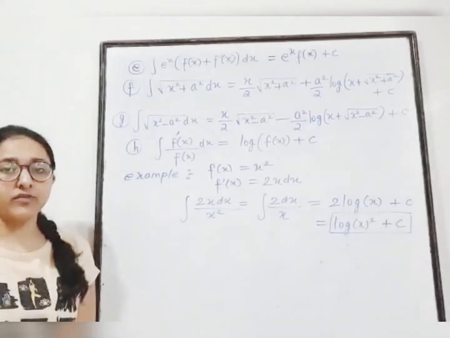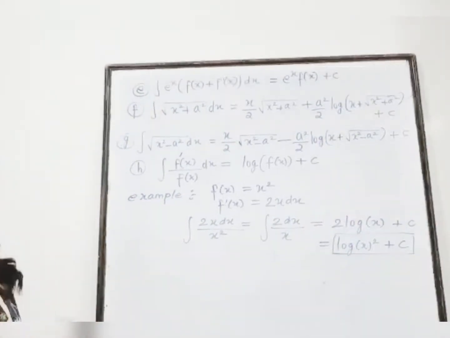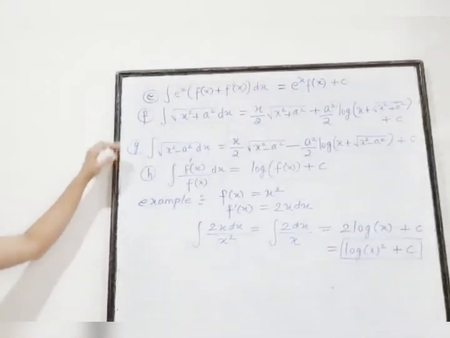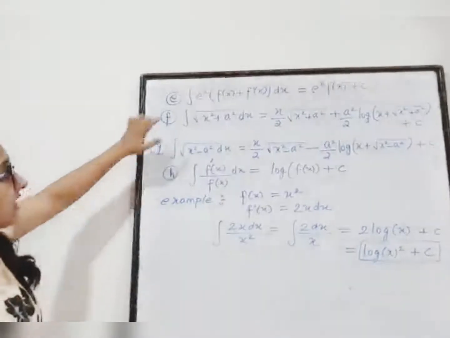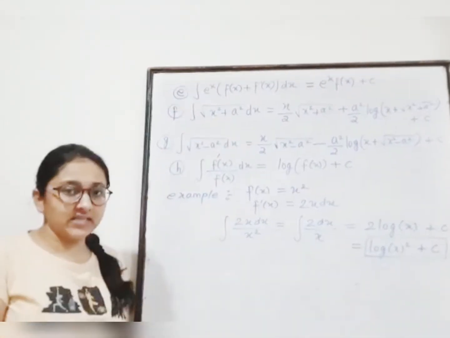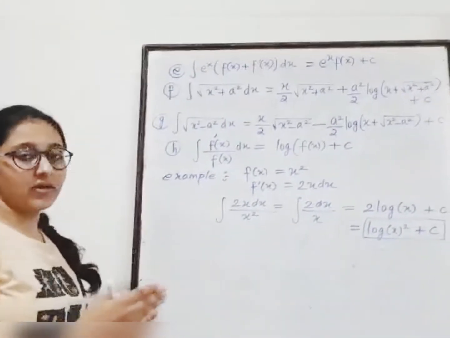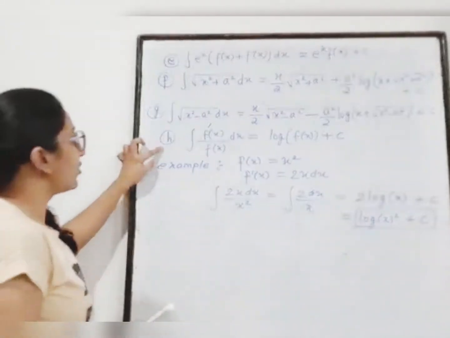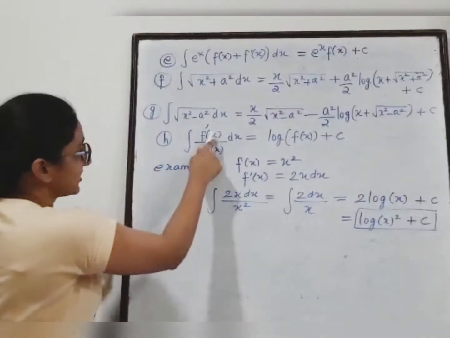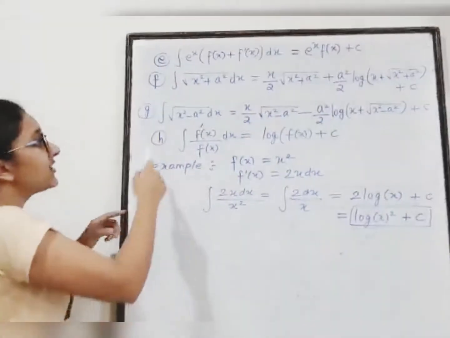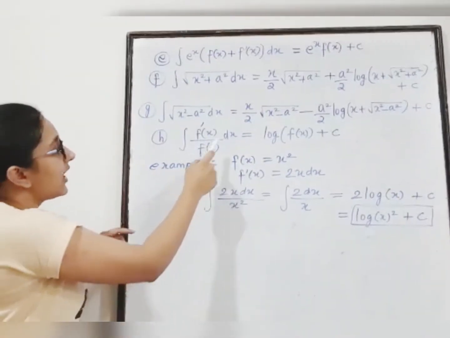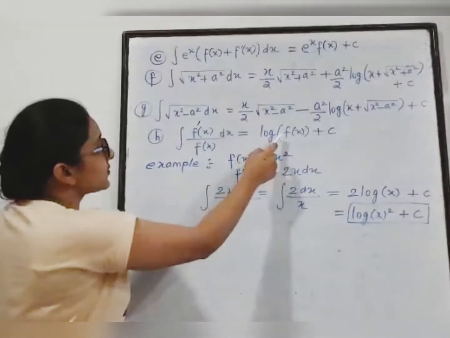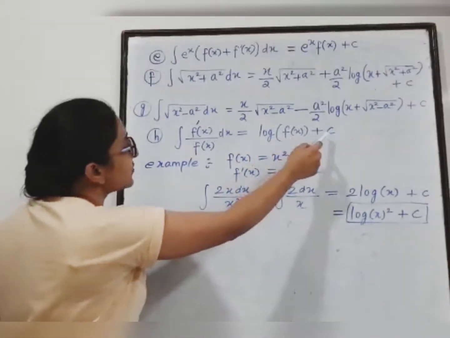We already saw the 4 important standard formulae. The next 4 are listed here. The derivations of the E, F and G formulas I will show in the next series, because they need integration by parts. And here the H important standard formula is the integration of f dash x over f of x. F dash x is also called the derivative of f of x. So the answer is expected to come as log of f of x plus c.